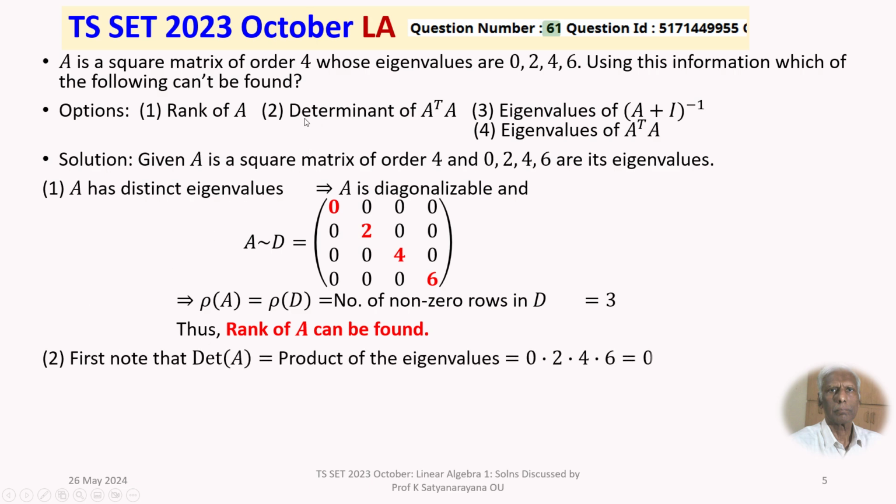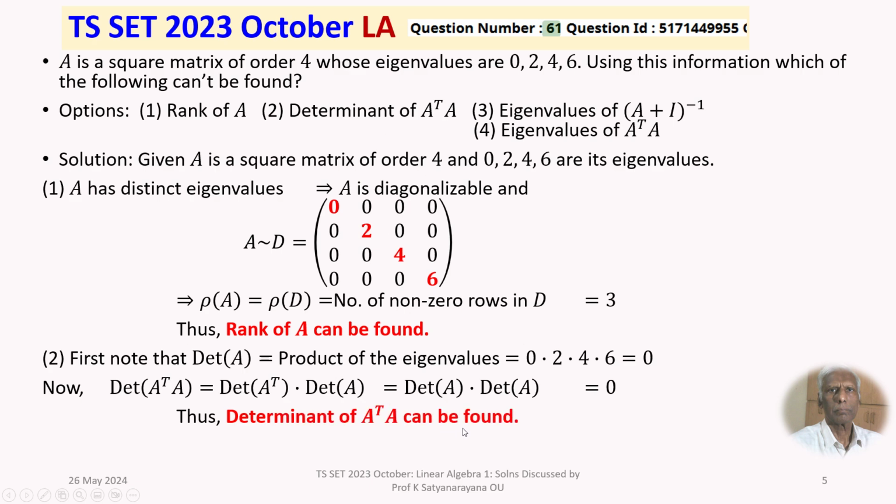First, note that, determinant of A transpose A, can it be found? That's the question. First note that determinant of A, its eigenvalues are 0, 2, 4, 6, and we know the determinant of A is the product of the eigenvalues, that is 0 into 2 into 4 into 6, that is equal to 0. Now, determinant of A transpose A is equal to determinant of A transpose multiplied by determinant of A, since determinant of AB is equal to determinant of A into determinant of B. Determinant of A transpose is equal to determinant of A, because A transpose and A have the same determinant. That will be determinant of A into determinant of A, and the determinant of A squared is 0 squared, that is 0. So thus the determinant of A transpose A can be found. So option 2 can be found, option 1 can be found.